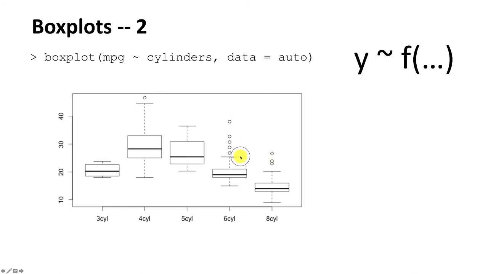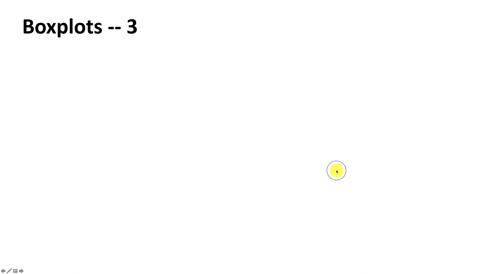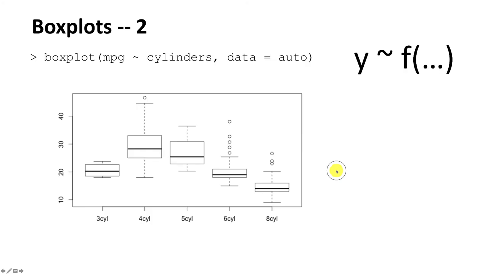That means values which are above the third quartile by more than 1.5 times the IQR. So those are outliers, meaning they're far out of the normal range. You can clearly see that there are more outliers in the 6 and 8 cylinders than in any of the other cylinders. There has to be a reason for that, and in a later lesson we'll examine why these things happen.